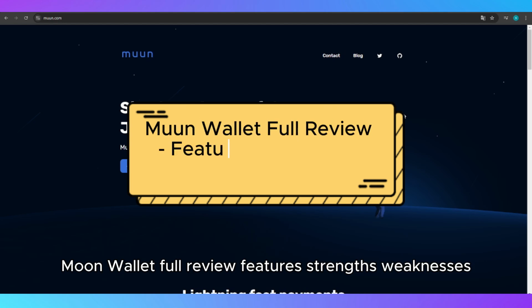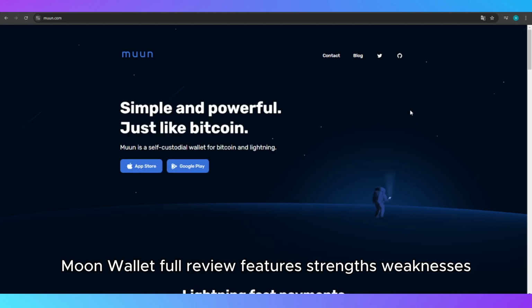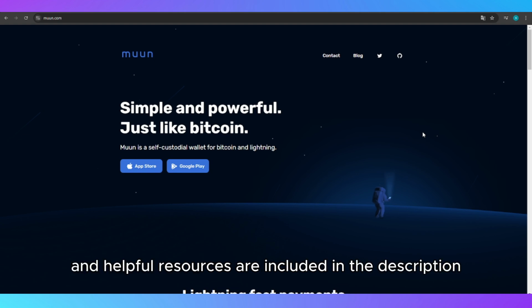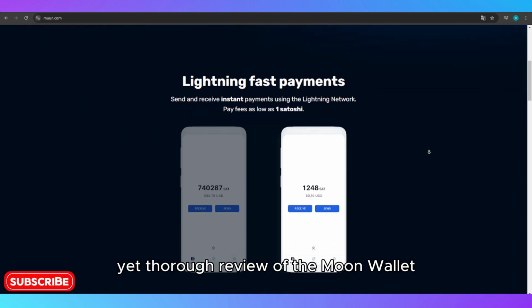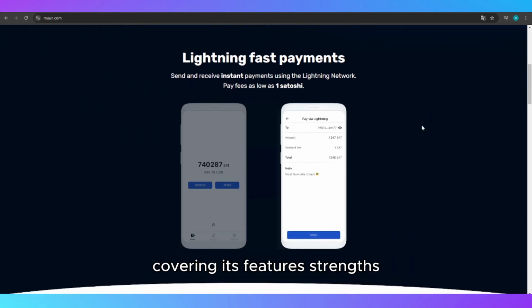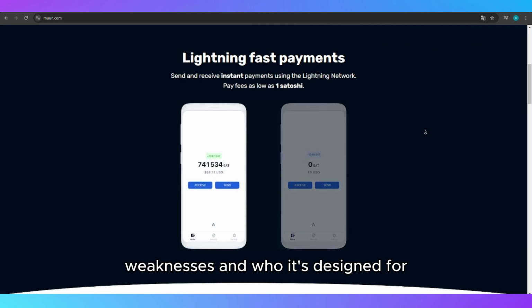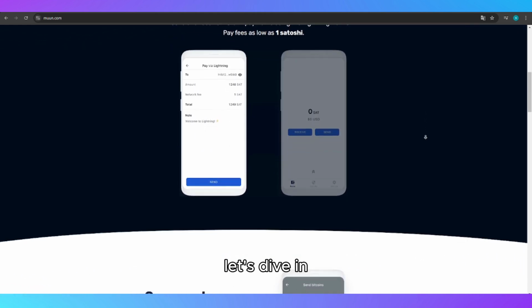Muun Wallet full review. Features, strengths, weaknesses. Links to the wallet and helpful resources are included in the description below. In this video, I'll provide a concise yet thorough review of the Muun Wallet, covering its features, strengths, weaknesses, and who it's designed for. Let's dive in.